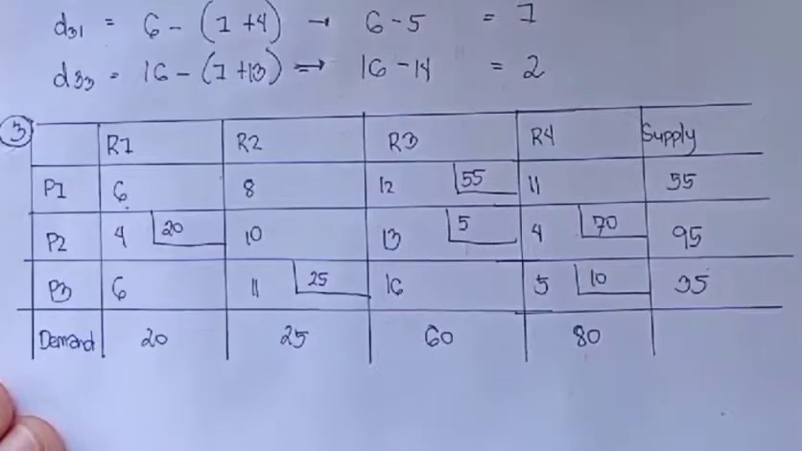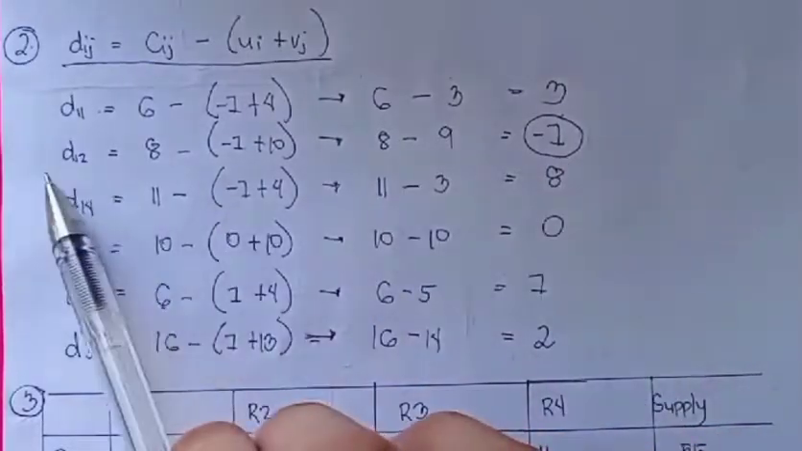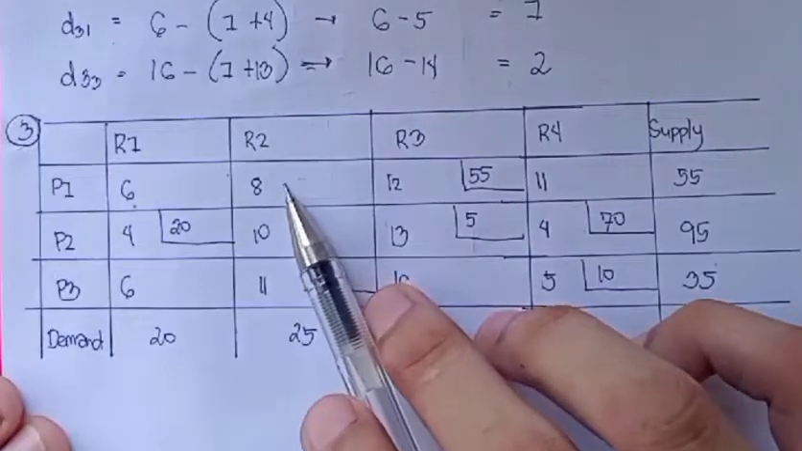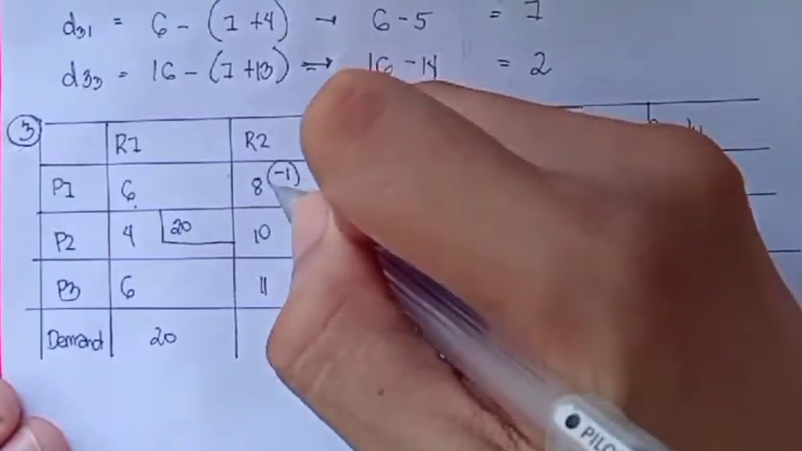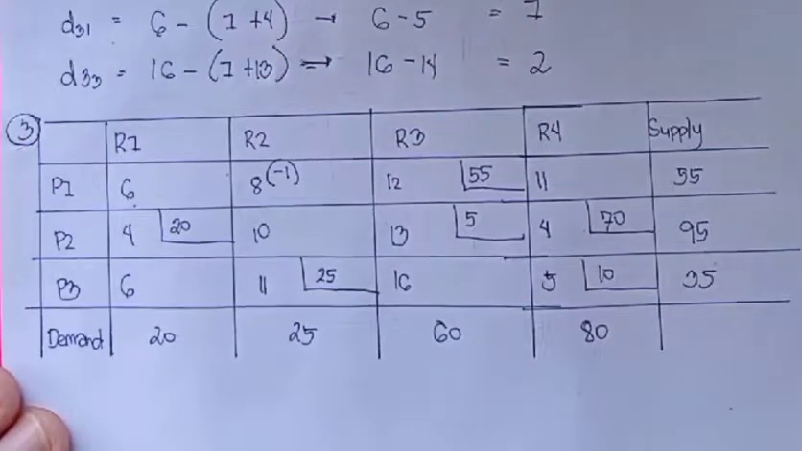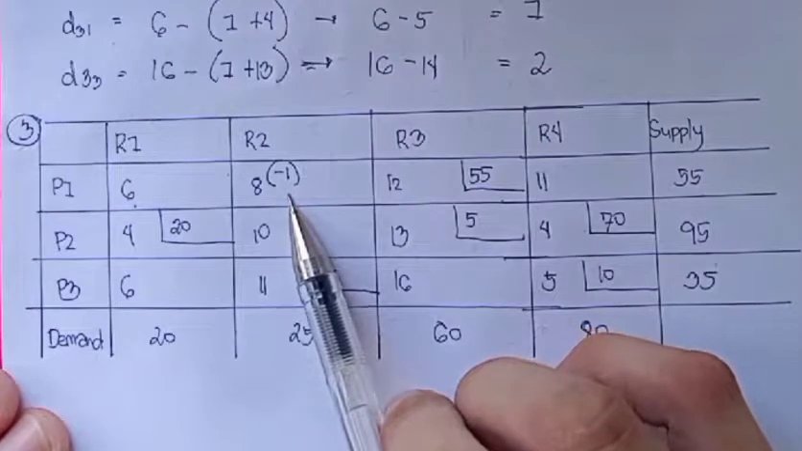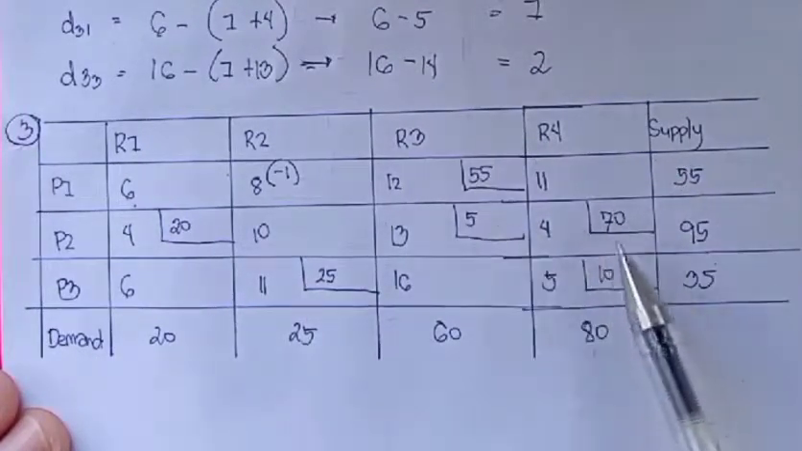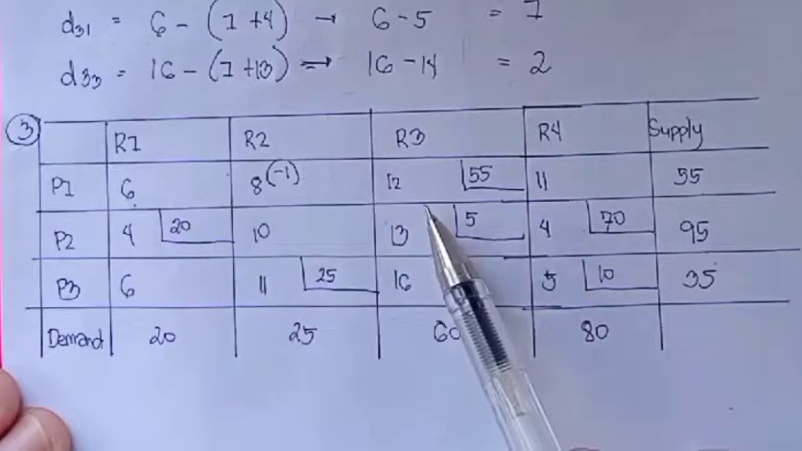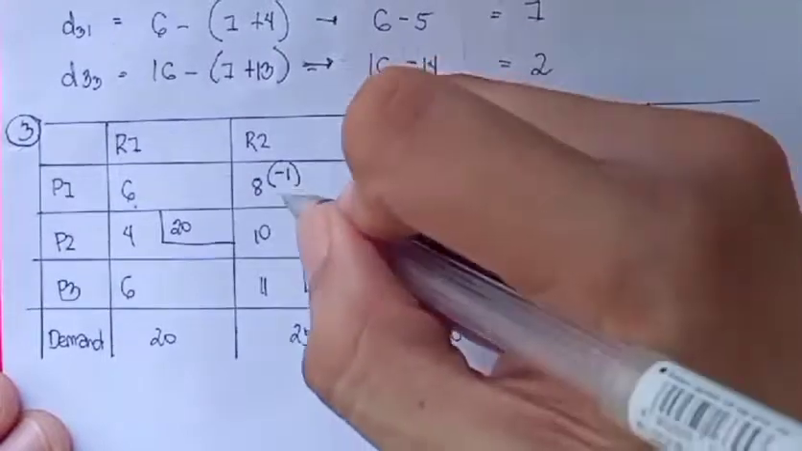In step 3, we need to go back to the table and locate the negative 1, which is D12. So negative 1 is here in D12. And we need to make adjustments. If we increase this one, we need to focus on allocated cells. So these are allocated cells. If we increase this one, we can decrease this one.